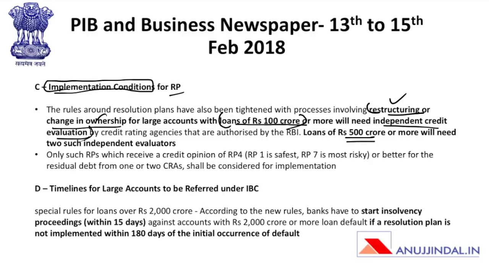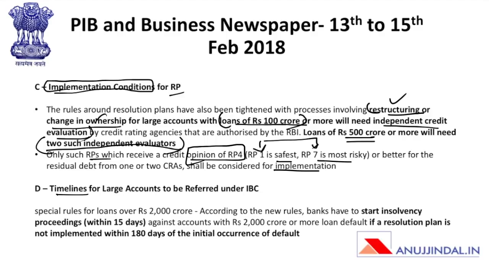If the loan amount or the exposure is more than 500 crores, then you need evaluation by two independent credit evaluators. Only such resolution plans which receive a credit opinion of RP4 are eligible. What it means is that a resolution plan has a credit opinion from RP1 to RP7. RP1 is the safest and RP7 is most risky. So, if a resolution plan receives a credit opinion of RP4 or below, only then can the process be taken forward. Only then can it be considered for implementation.